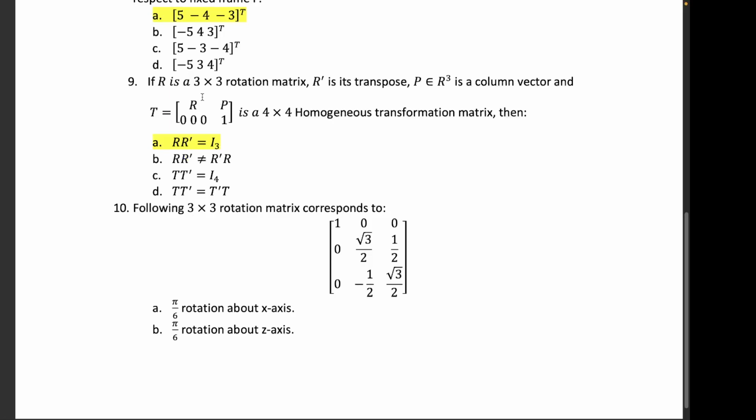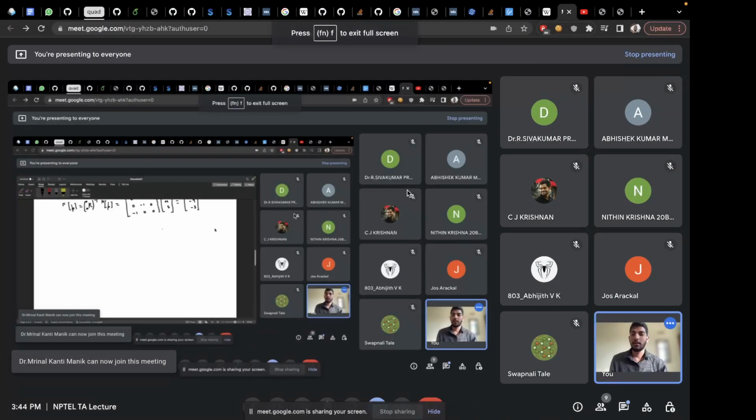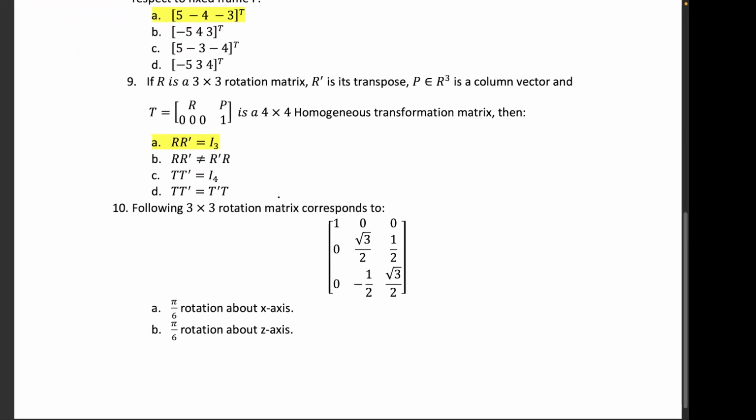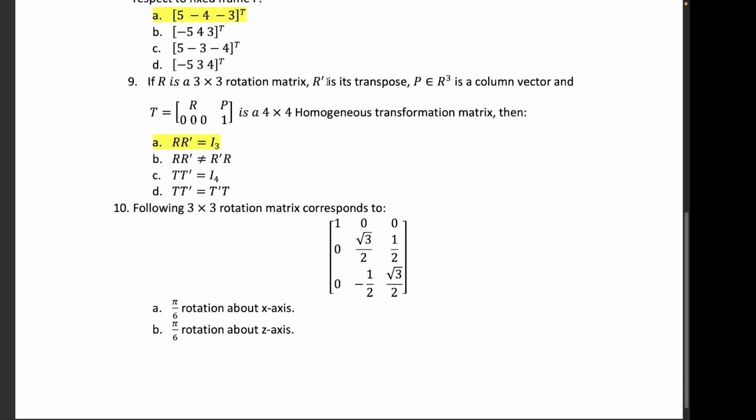So question 9 says that R is a rotation matrix and R dash is its transpose. Is there any question? Good. So R dash is the transpose and P is a column vector. And this is the same homogeneous transformation matrix, and the result is also pretty straightforward. We know that R is an orthogonal matrix, so R R transpose will be the identity matrix.